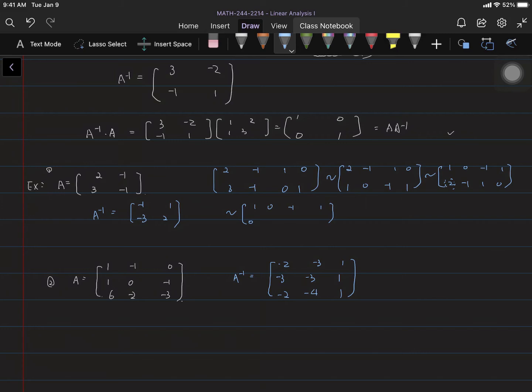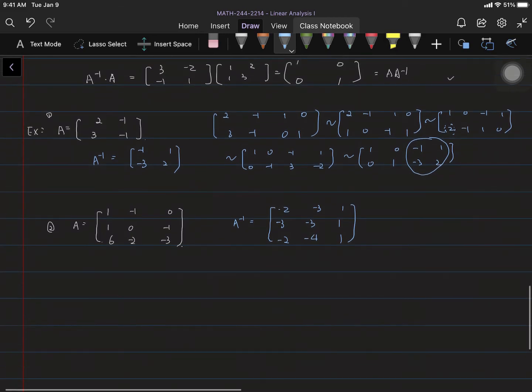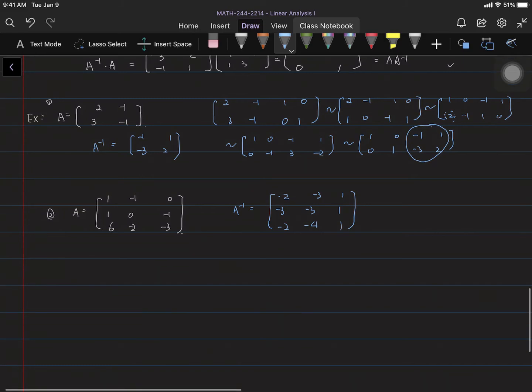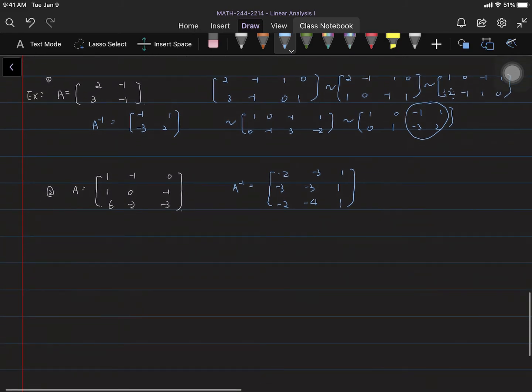So times -2, and this number doesn't change. Times -2 becomes positive 2, 3, and -2 here. And row 2 needs to be times -1, right? 1, 0, -1, 1, 0, 1, -3, 2. So the inverse matrix is this one, exactly the same as our answer. For 3 by 3, same thing. We just need to reduce the left side into the identity matrix.